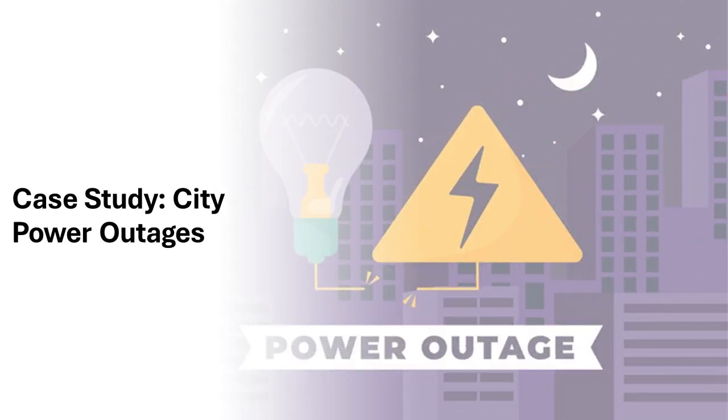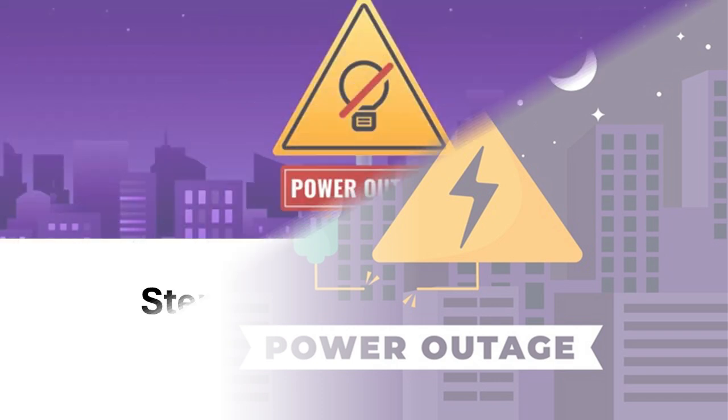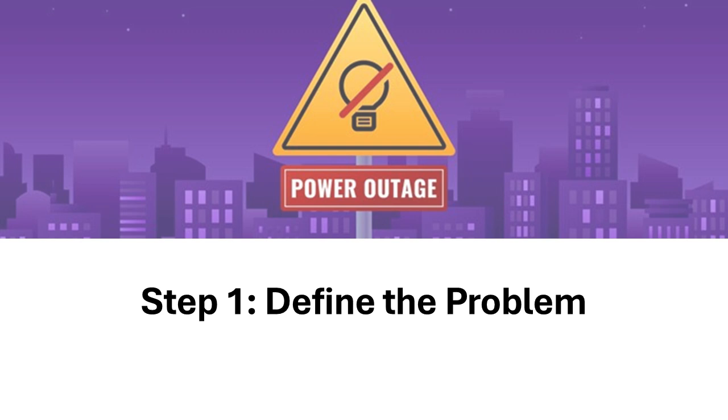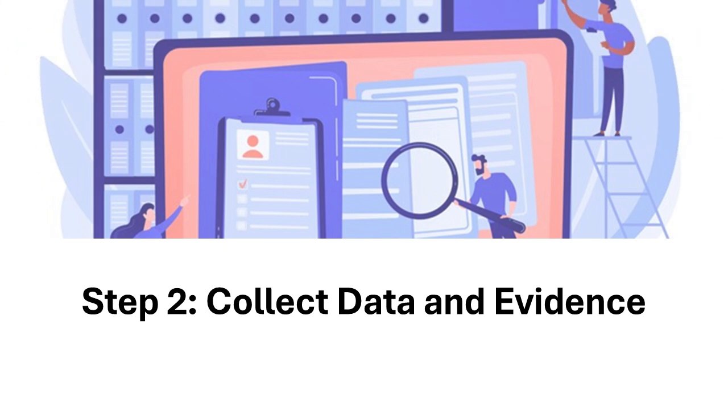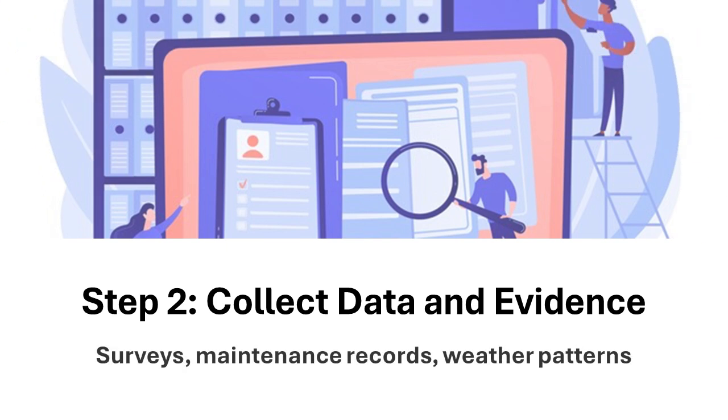Case study. Let's run through a quick case study using root cause analysis. The issue. A city is experiencing frequent power outages. Step 1. Define the problem. The city is facing power outages more frequently than normal. Step 2. Collect data and evidence. The city collects data on outages, surveys residents and businesses, reviews maintenance records, and examines weather patterns.